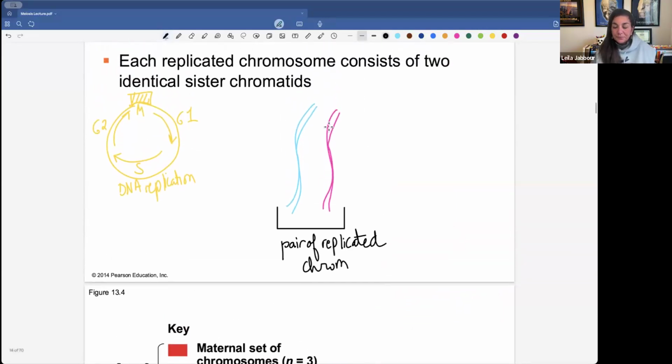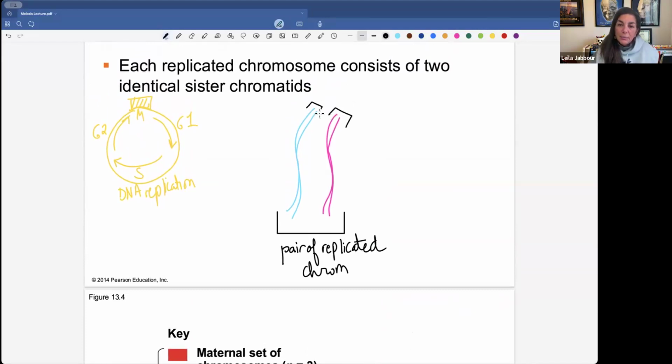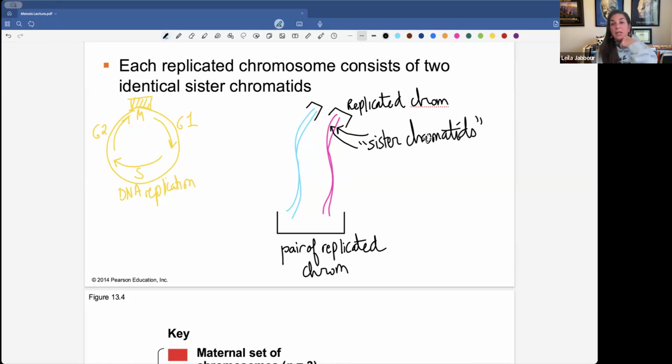So let me go back to this. This is replicated, this is replicated chromosome, and this is a pair of replicated chromosomes. Okay, so the replicated chromosomes, we also call them sister chromatids. We call them sister chromatids. So we don't call each individual line a chromosome anymore. We call them chromatids. And as long as the 2 replicated chromosomes are stuck together, we're calling them sister chromatids. That's the terminology we use. Until we split them apart, we will call them chromosomes again, but right now they're together and they're called sister chromatids.